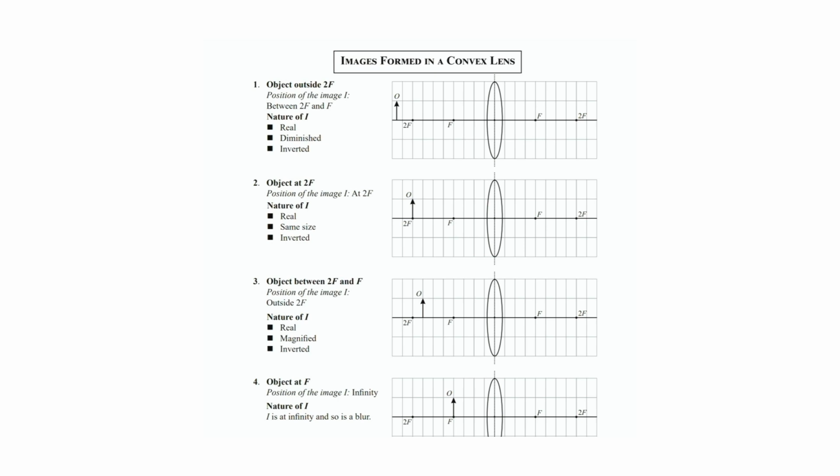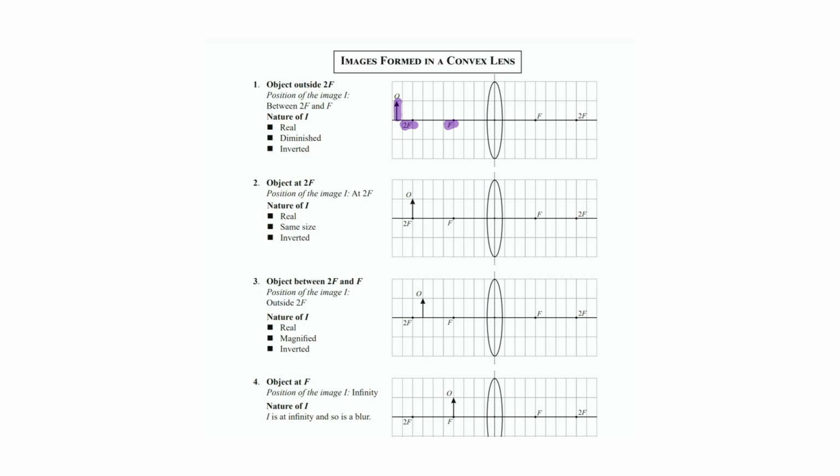Now, when we did mirrors, we had F and then we had C. And F was halfway between C and the pole of the mirror. There's no such relationship here for lenses. So what we're going to talk about is F and twice F. So we're going to put the object in a number of different positions. It's going to start outside 2F to begin with.